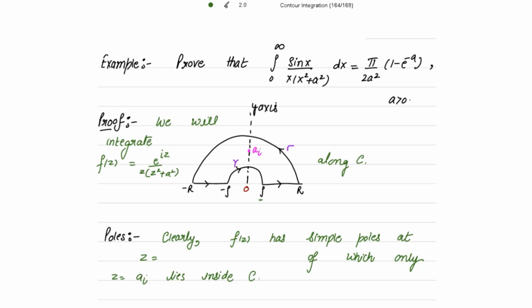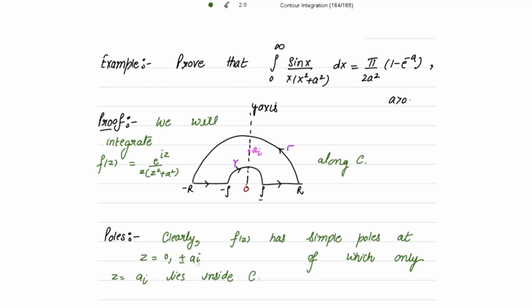So first step is we have to find out the poles first. Just put the denominator equal to 0, we get z equal to 0 and plus minus a iota. Now which of the poles lie on the real axis? Only z equal to 0, right? So on the real axis I'm having the pole z equal to 0 here. So we are going to make the indent only on 0, right? And plus minus a iota.